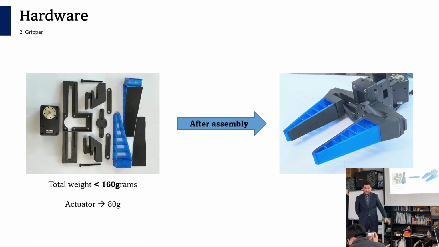Being attached at the end of the manipulator, the gripper has to be as lightweight as possible. By using a simple, smart, and novel design, this gripper's overall weight is only 160 grams. 50% of this weight belongs to its actuator, which is inevitable. The simplistic design with fewer parts makes it easy to assemble, which takes only a few minutes.